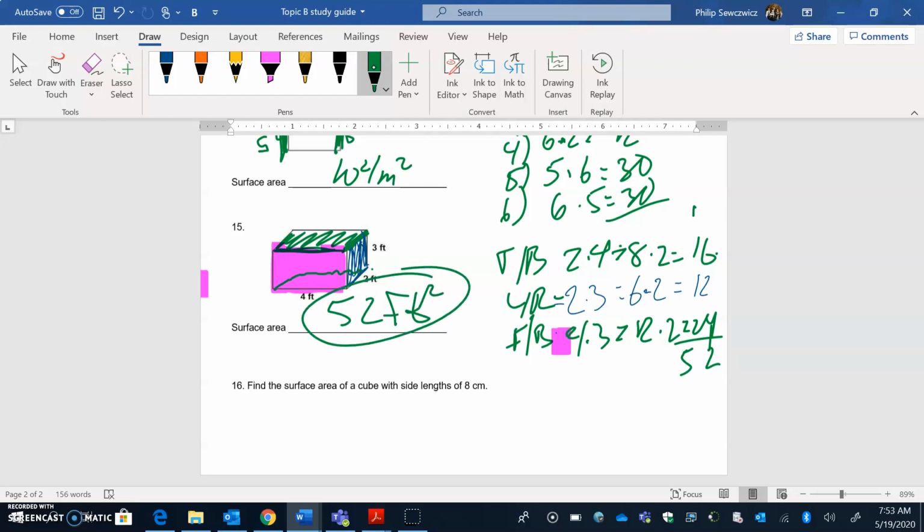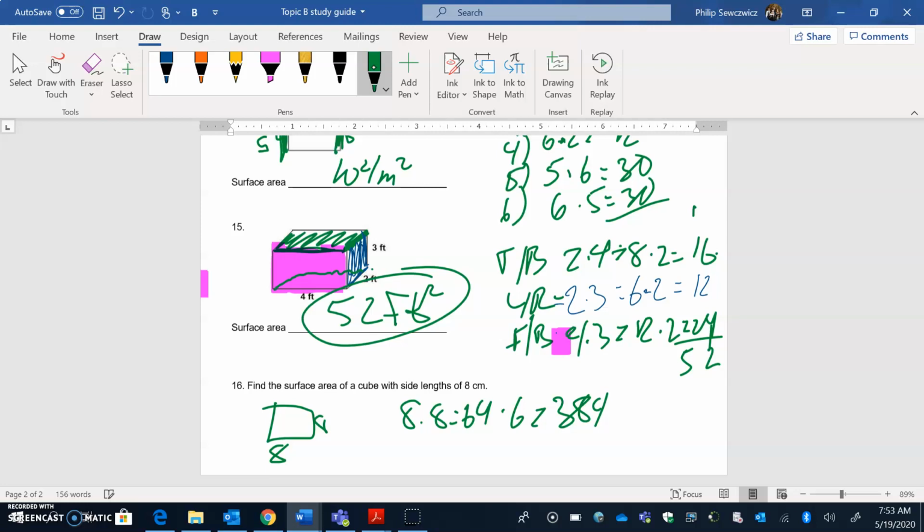And then the last one there is we are finding the surface area of a cube. The thing about a cube is it's made of squares. All right, so squares, all the sides are the same, which means if all the sides are the same, all the faces are the same. So if one face is going to be 8 by 8, that's going to give me 64. But wait, it's a cube, so there's 6 of them. So I can multiply that 64 times the 6. And that's where the 384 comes from.